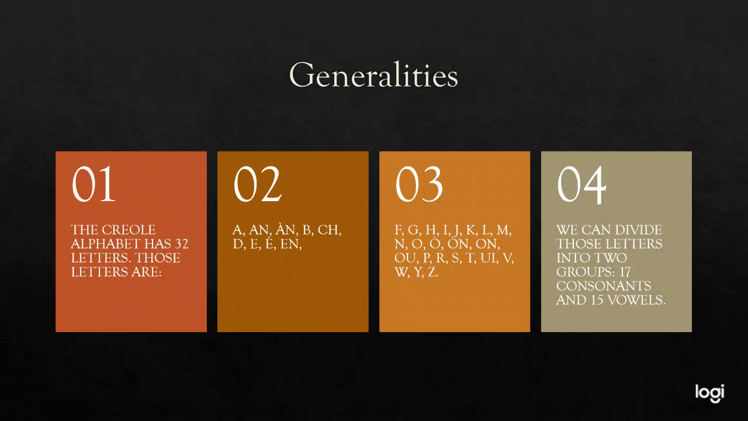has 32 letters. The Creole alphabet has 32 letters. Many of you didn't know that, or probably just don't remember. Remember that many languages have 26. We have 32 letters in our language, Creole. And what are those letters? I'm going to pronounce them for you.